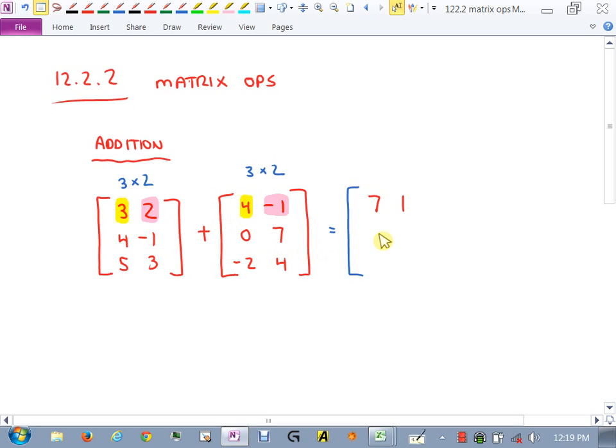All right, so what would the rest of this be? 4, 6, 3, and then 7. There's your matrix addition. Pretty simple, right? I mean, there's not a whole lot here. You add 2 matrices together, you're done. How about subtraction?